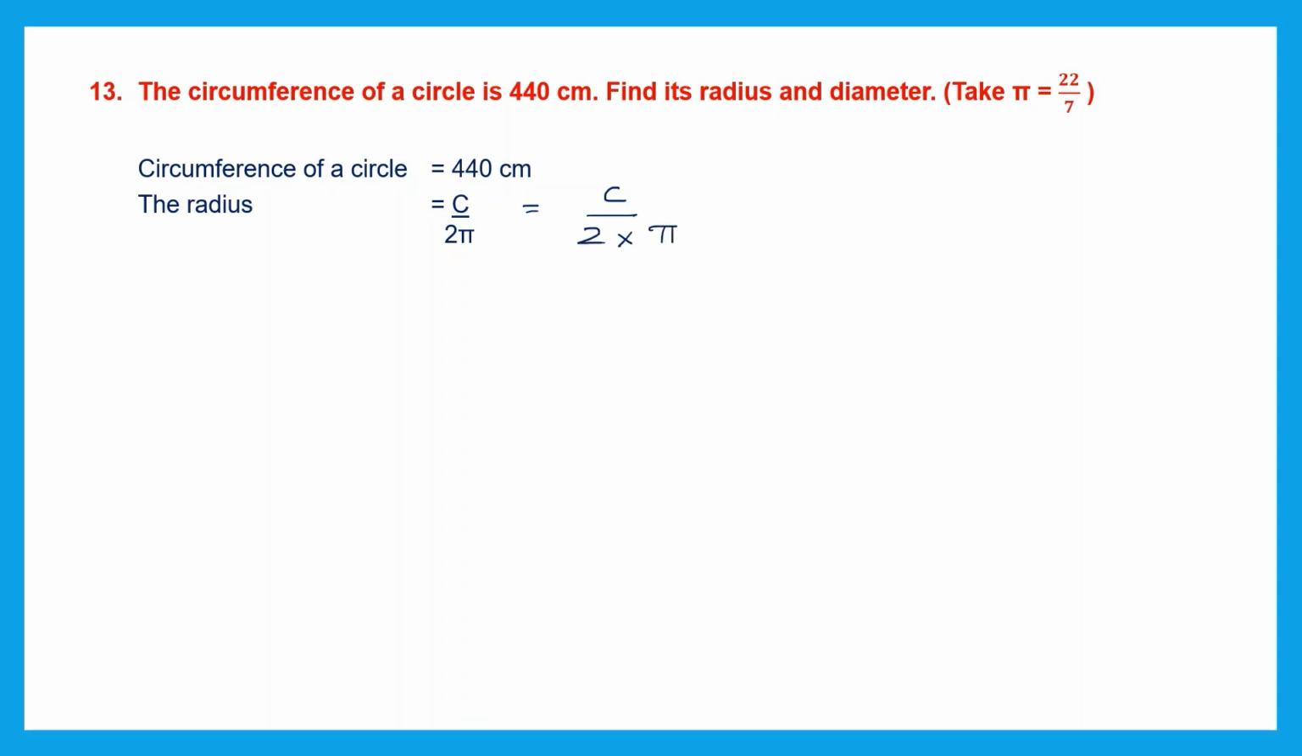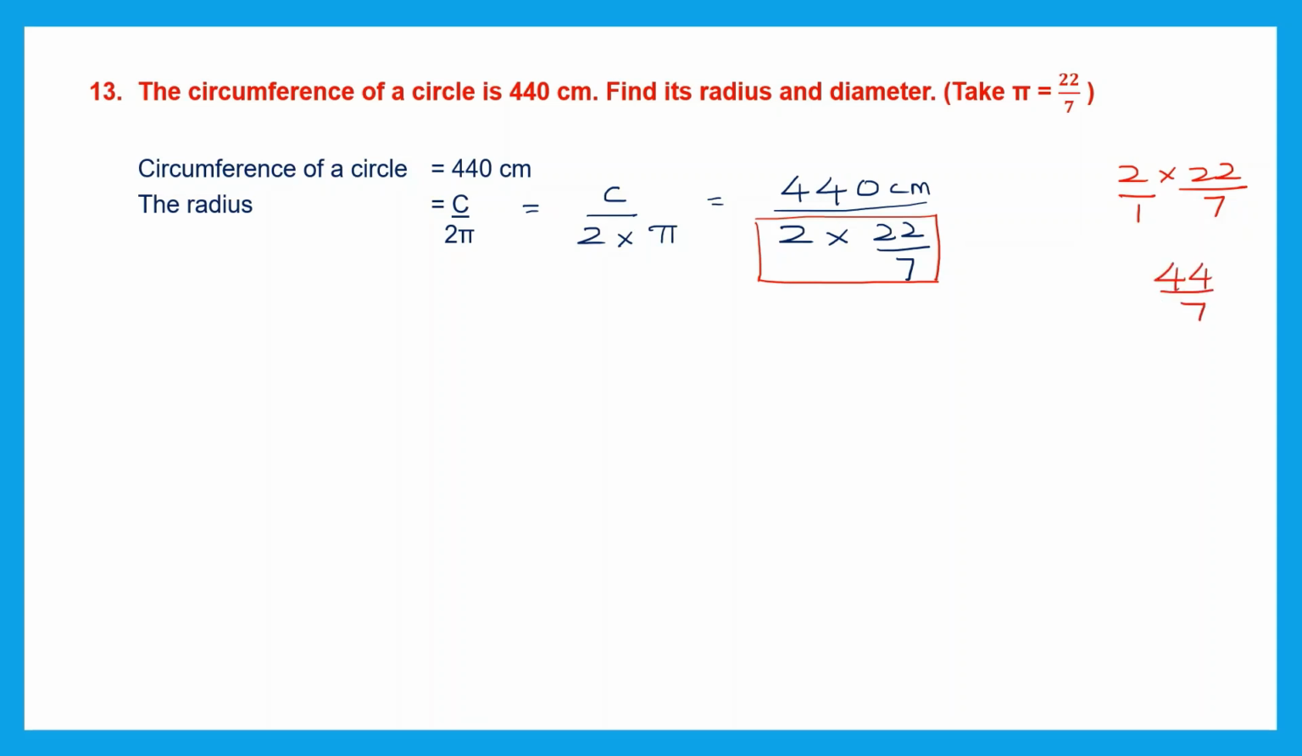This is the meaning of it, isn't it? So circumference, let's substitute the value, is 440 centimeters. And down we have 2 into pi, and pi is 22 by 7. So let's work out this portion. That will be 2 into 22 by 7. So we have to multiply the numerators. 22 into 2 is 44. 44 by 7.